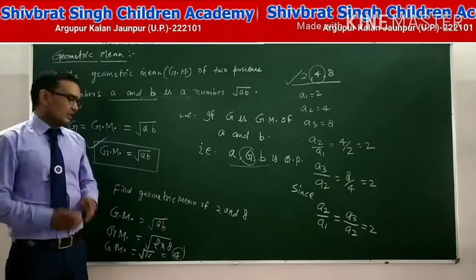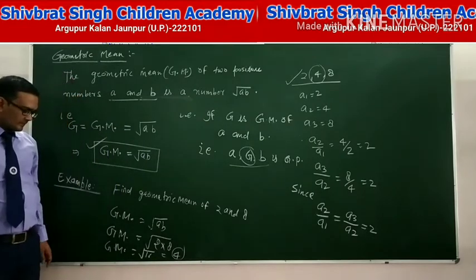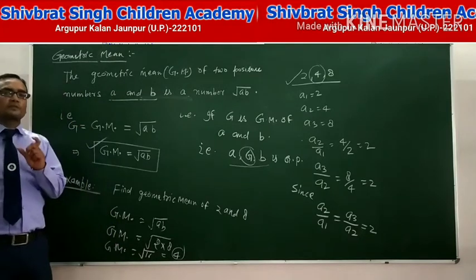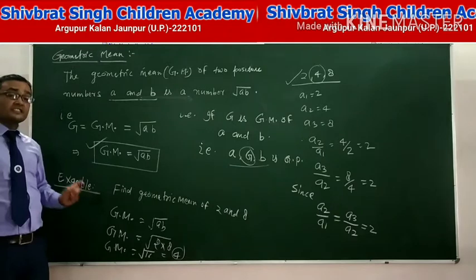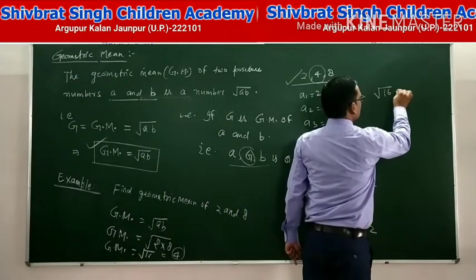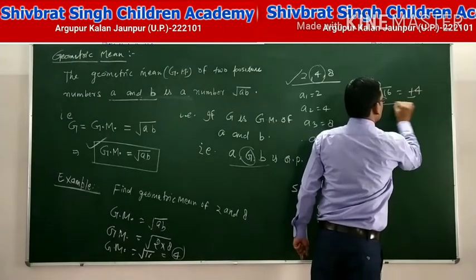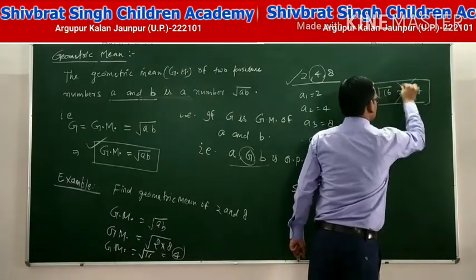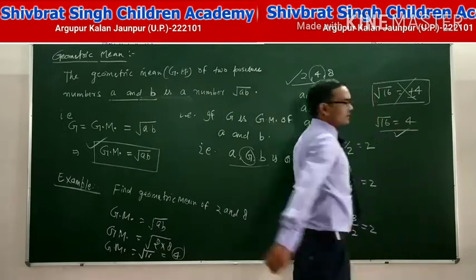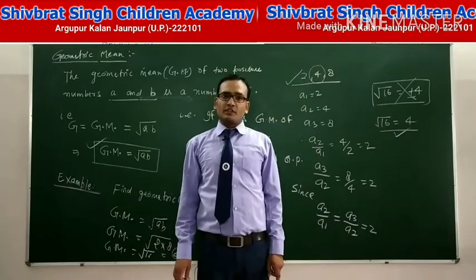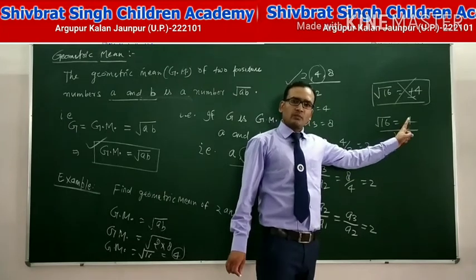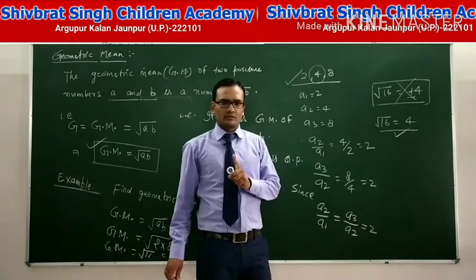Some students think square root of 16 is equal to plus minus 4, but this is wrong. Square root 16 is always 4, it should always give the positive number. Square root of 16 equals 4, always 4, not plus minus 4.